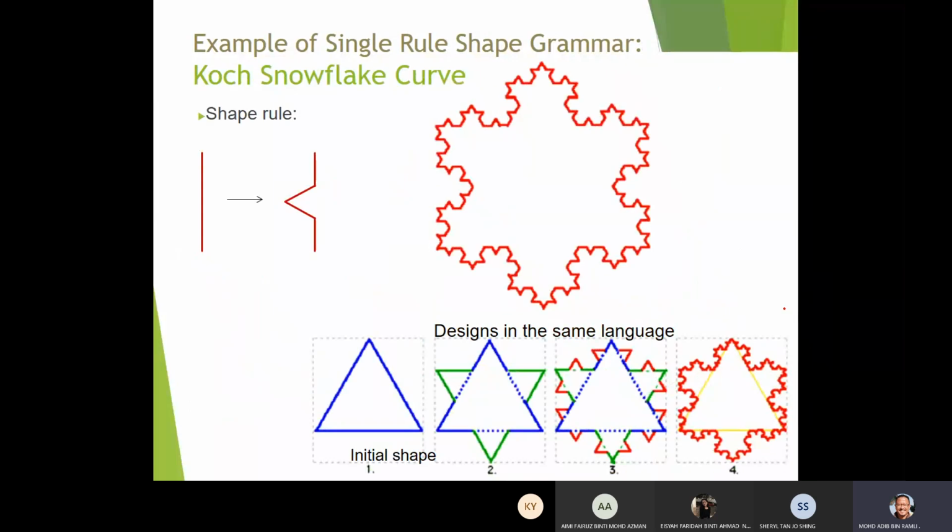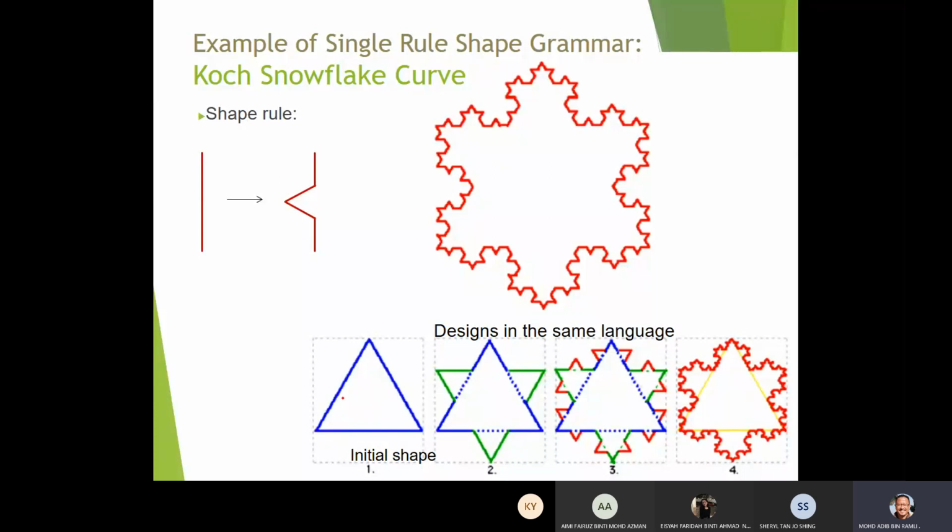Okay. Another example of single rule shape grammar is this, actually done by one of the researchers overseas. This is the rule that I've shown earlier using this single line here. So you divide the line into 3 parts and then you create this corner in the middle. Just imagine from the starting shape, which is just a triangle, you can end up with this shape in the middle here.